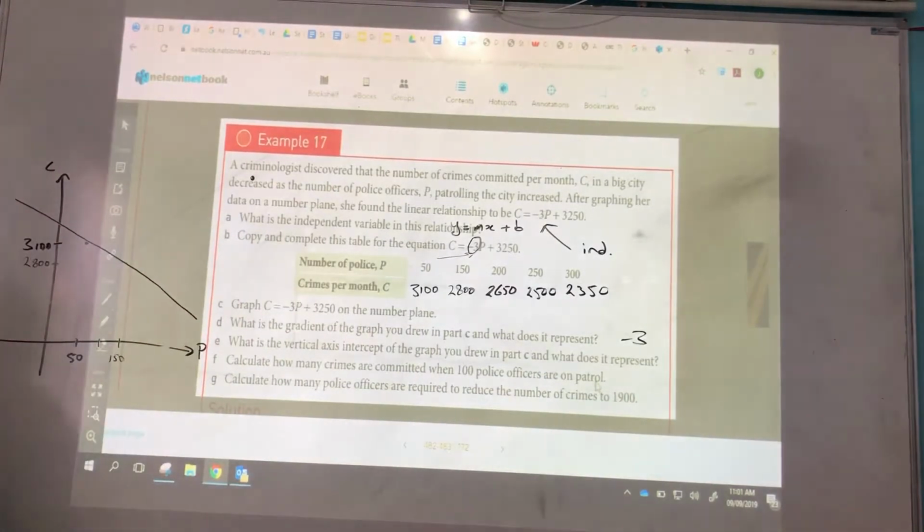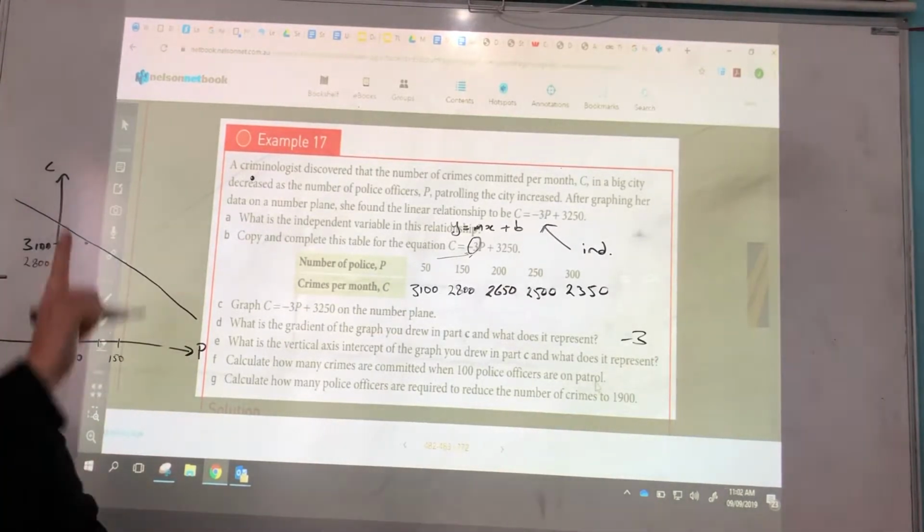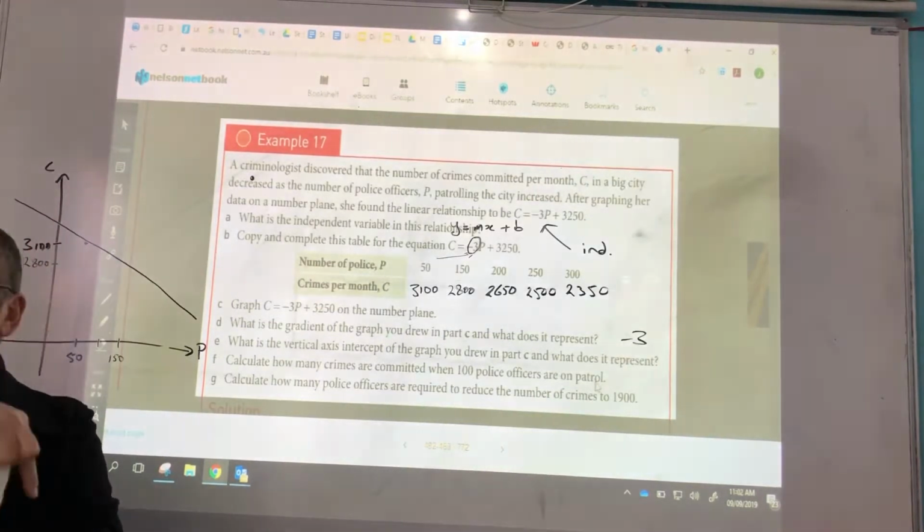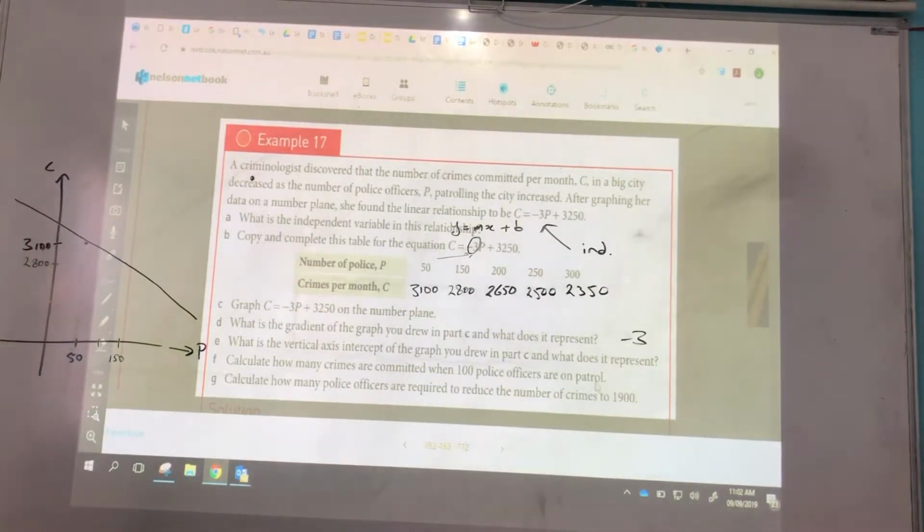And what does it represent? Well, first of all, it represents the slope of the line, but it also tells you that for every police person you put on the streets, you're going to reduce the crime by 3. So as police goes up by 1, crimes are going to go down by 3.